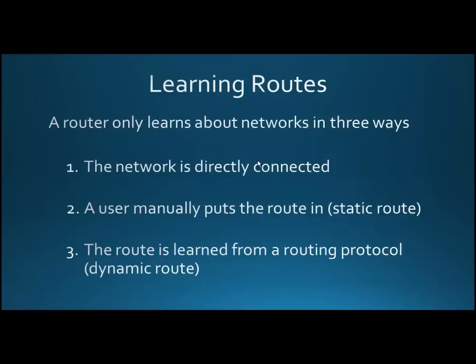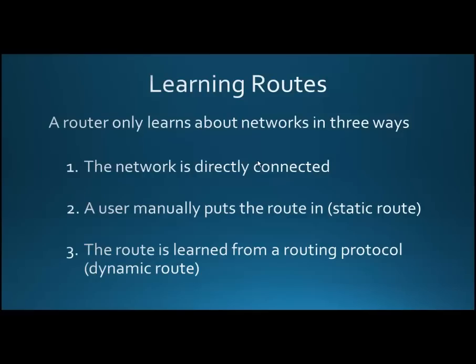All right, so remember, your router only learns routes in 3 ways. The network is directly connected. So when you first turn on your router, it boots up and says, hey, I got 2 interfaces that are operational. They connect to network A and network B. So those are directly connected networks. And that's all your router knows about automatically.